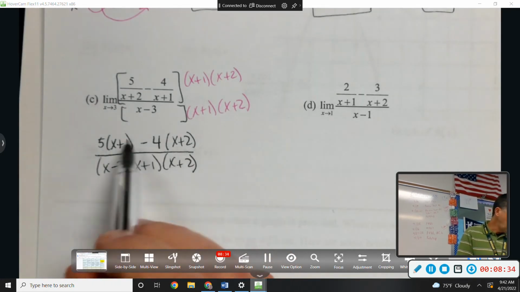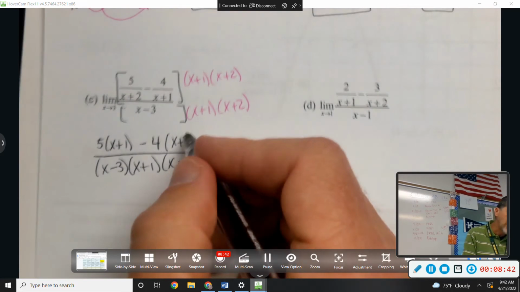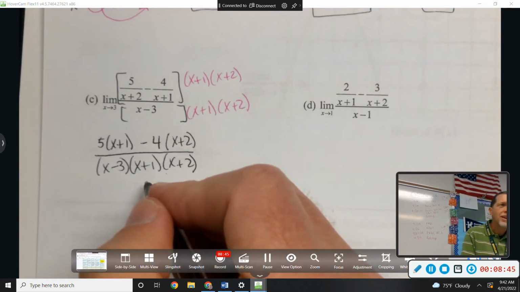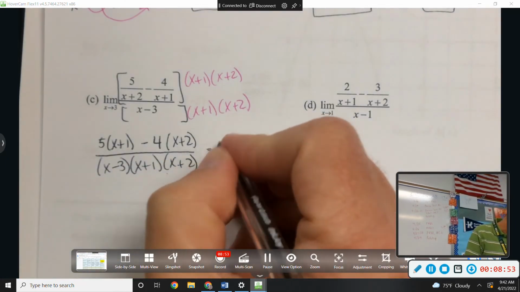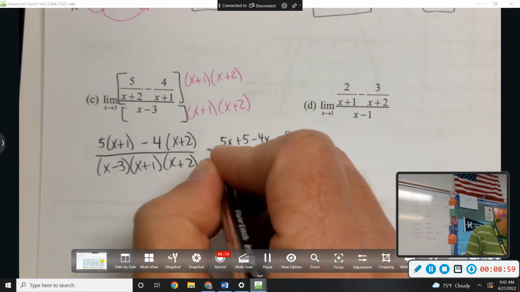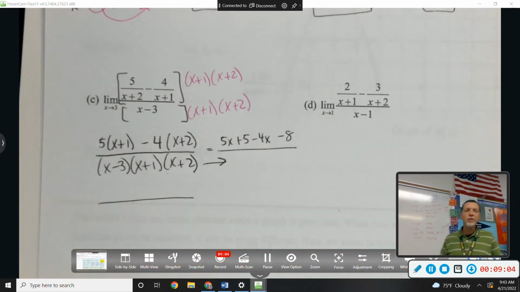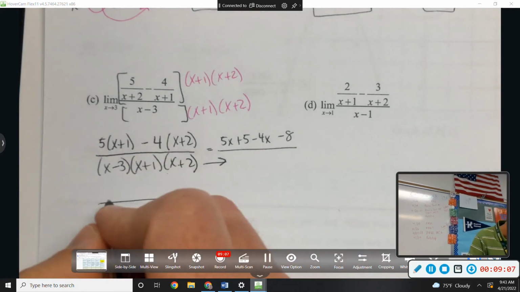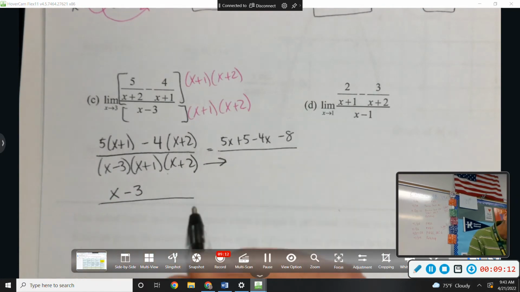All right, what do you think we need to do with the top? All right, there's nothing to cancel. Please do not cancel these x plus 2's or these x plus 1's. No, do not do that. You have to distribute. Let's distribute, clean everything up, and then we'll look and see if something will cancel. So 5x plus 5 minus 4x minus 8. I'm not going to even rewrite the denominator because I'm working on the numerator right now. So the numerator sort of cleans up to x minus 3.